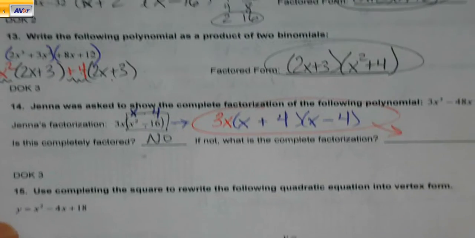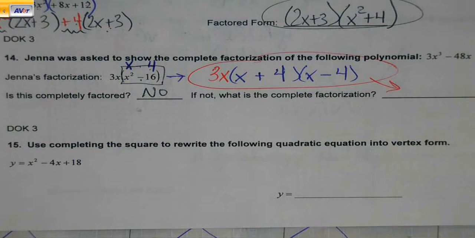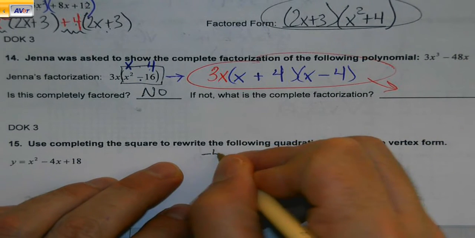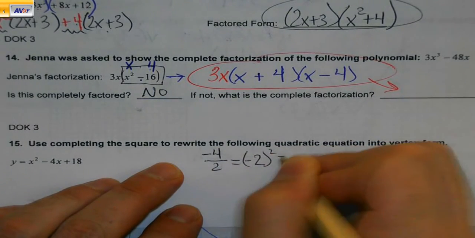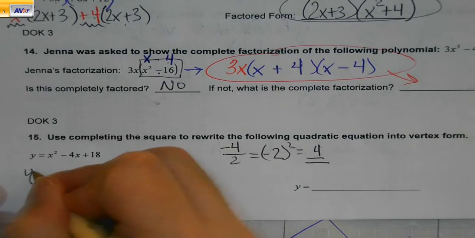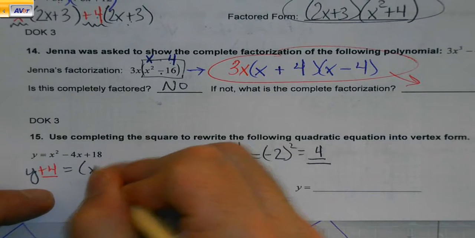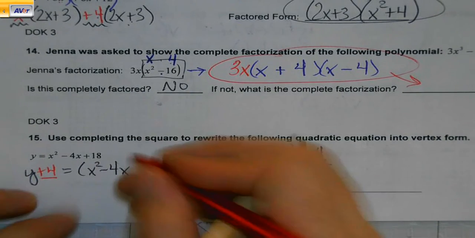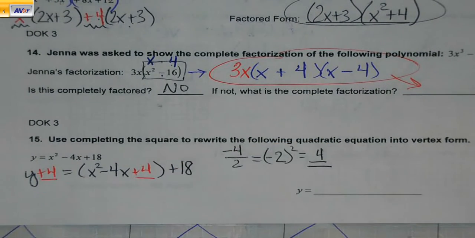And then finally, use completing the square to rewrite the following quadratic equation into vertex form. Completing the square, remember, it's all about b. We have it. We square it. That is the magic number. That is the magic number that gets added to my y side. That is the magic number that gets added in with my x's. Got to be those two places in that way.